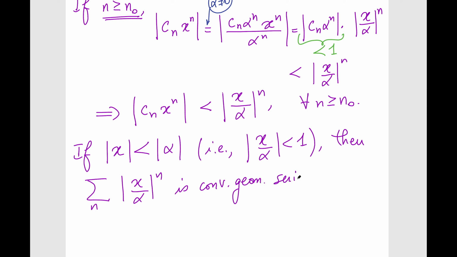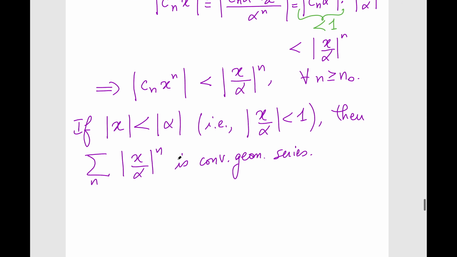Why? This is a geometric series, and why is it convergent? Because the common ratio is x over alpha, which means that guy in absolute value is less than 1. So this is a convergent geometric series since its common ratio, in this case the absolute value of x over alpha, is less than 1. And then what can we say about the series whose terms are those guys? By the direct comparison test, those guys are dominated by those guys, and those guys are terms of a convergent series. As such, the desired series is absolutely convergent and hence convergent, right?